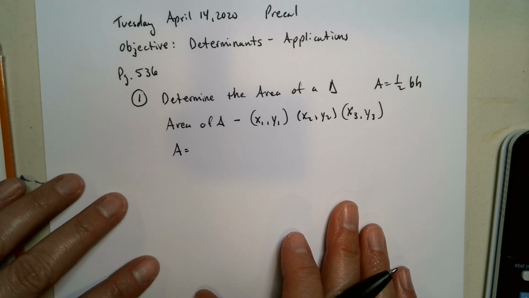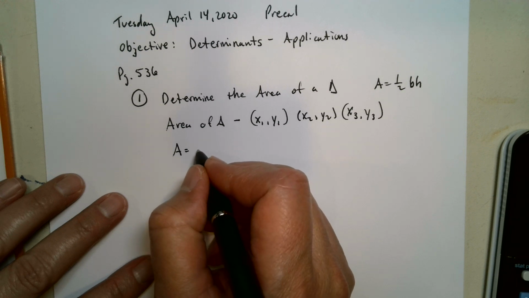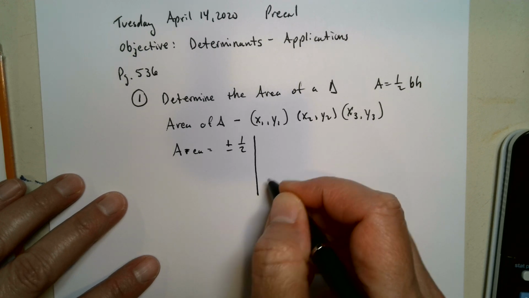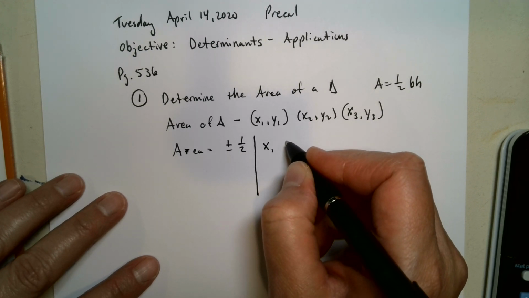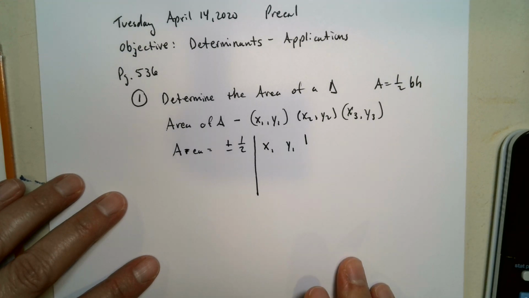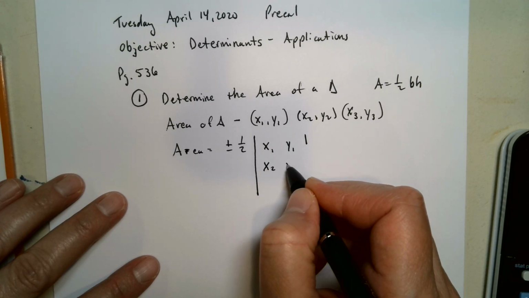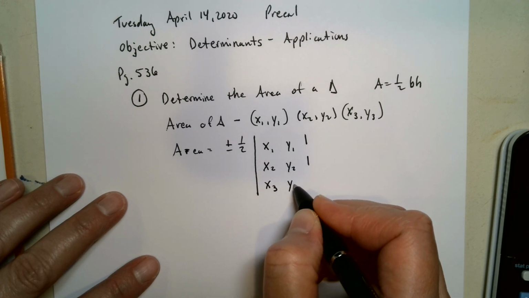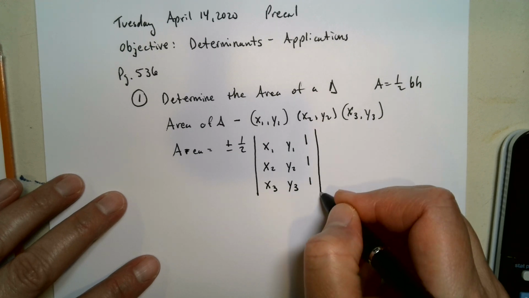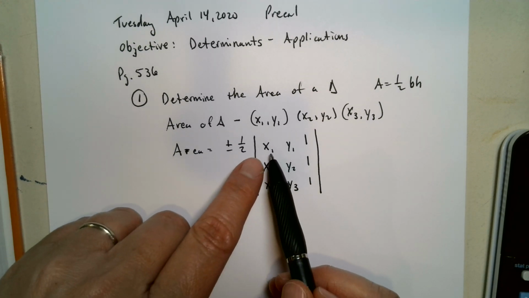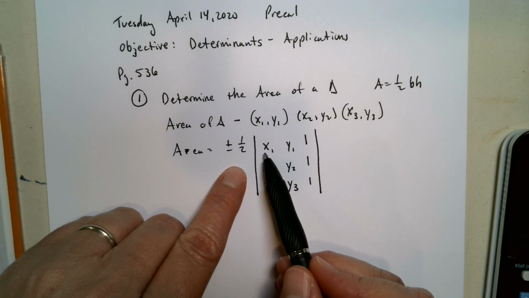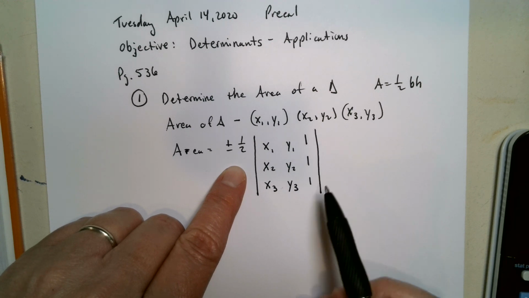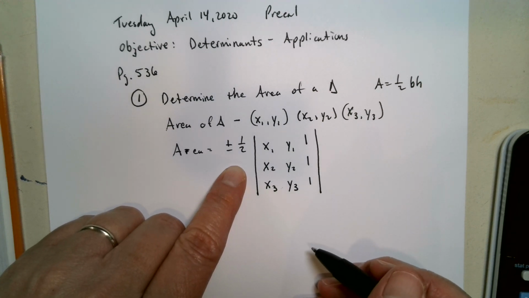The formula says that the area is going to be equal to plus or minus 1/2 the determinant of x sub 1, y sub 1, and the number 1; x sub 2, y sub 2, and the number 1; x sub 3, y sub 3, and the number 1. If you take the coordinates of your 3 points, each set of ordered pairs gets its own row with 1 as the third number in the matrix, because it has to be a square matrix.